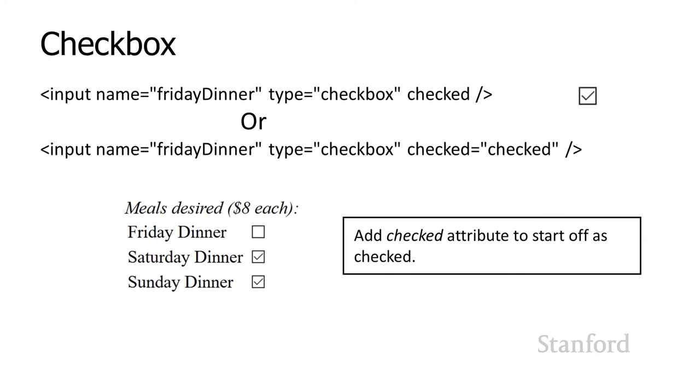Okay, now if you want the checkbox to start off as checked, you can do this by adding the attribute checked to the input tag. You may also see people either just putting that attribute checked there, or putting an attribute value pair checked equals checked. What is going on there?